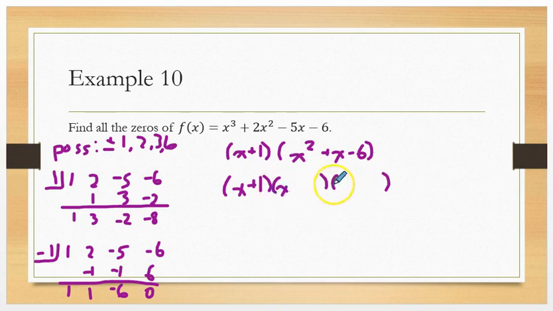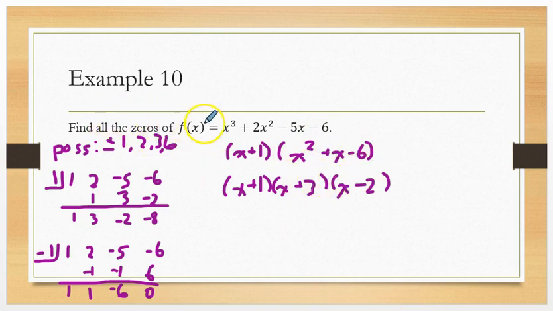Well, the first numbers have to be x times x. I want some numbers that multiply to -6 but add up to 1. So I'm going to use +3 and -2, because 3 times -2 is -6, but if you add the two numbers together, you get +1. So this one was factorable. If it isn't factorable, you will have to use the quadratic formula on it.